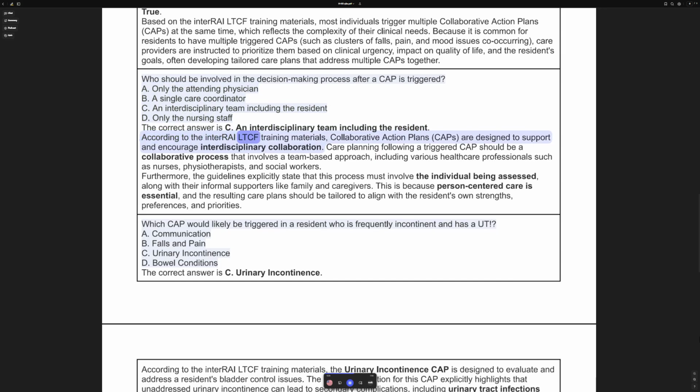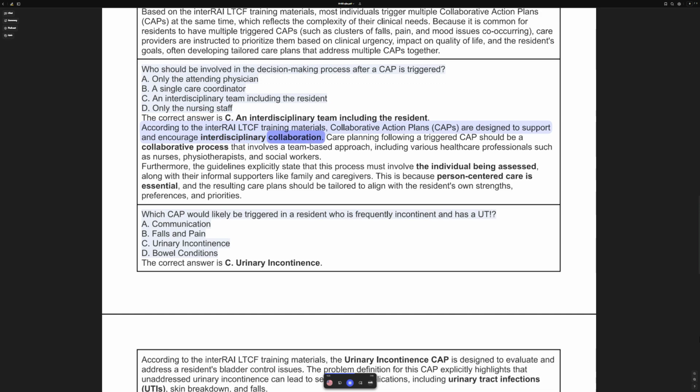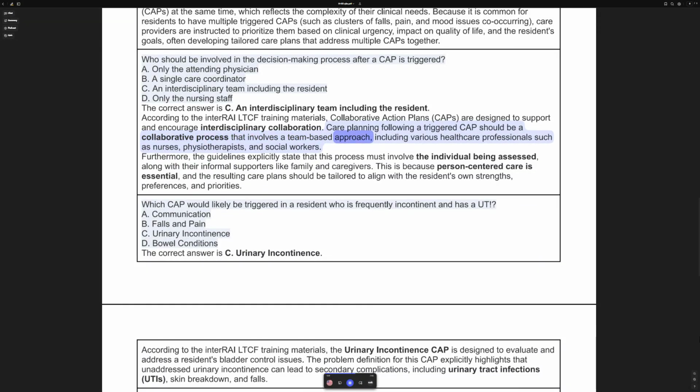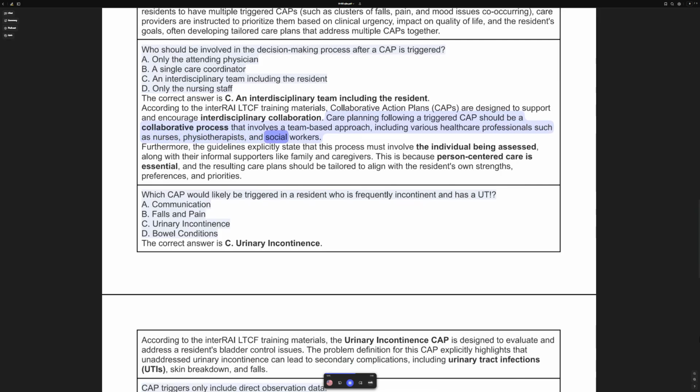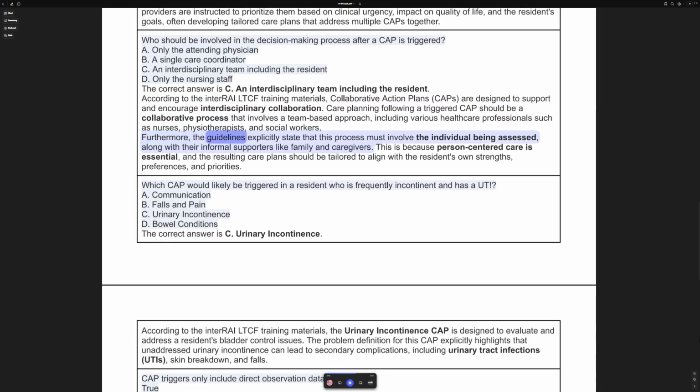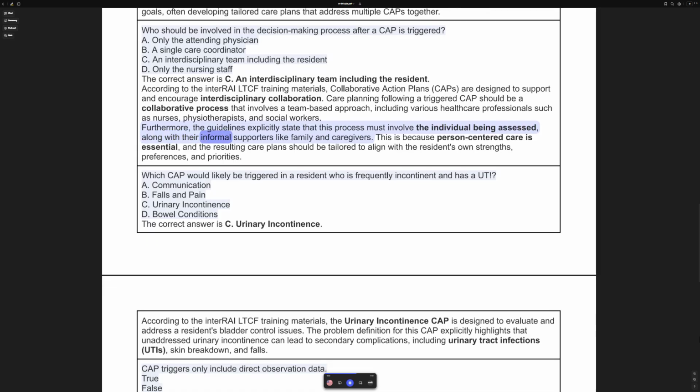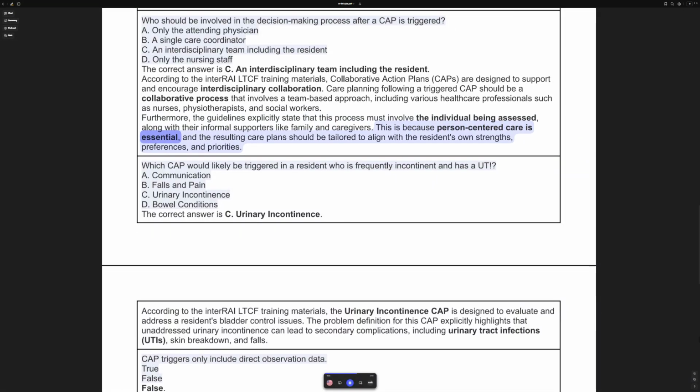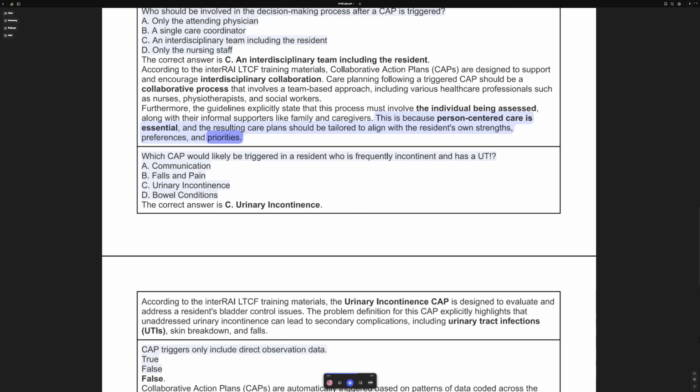According to the interRAI LTCF training materials, collaborative action plans, CAPs, are designed to support and encourage interdisciplinary collaboration. Care planning following a triggered CAP should be a collaborative process that involves a team-based approach, including various healthcare professionals such as nurses, physiotherapists, and social workers. Furthermore, the guidelines explicitly state that this process must involve the individual being assessed, along with their informal supporters like family and caregivers. This is because person-centered care is essential, and the resulting care plans should be tailored to align with the resident's own strengths, preferences, and priorities.